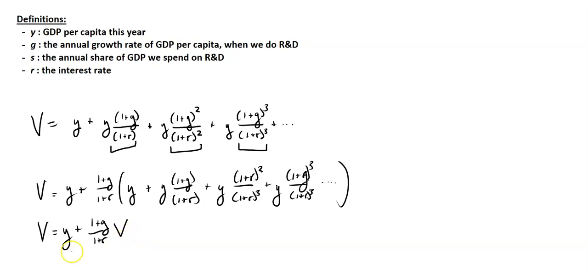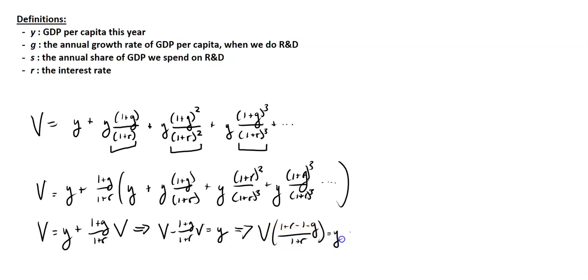And now we can solve for V, okay? We have a nice simple equation with V on both sides, so we can just subtract the term (1+G)/(1+R) times V from both sides and get this. And then we can simplify this term using fractions. We factor out the V and we have ((1+R) minus (1+G)) all over (1+R). That's still equal to Y.